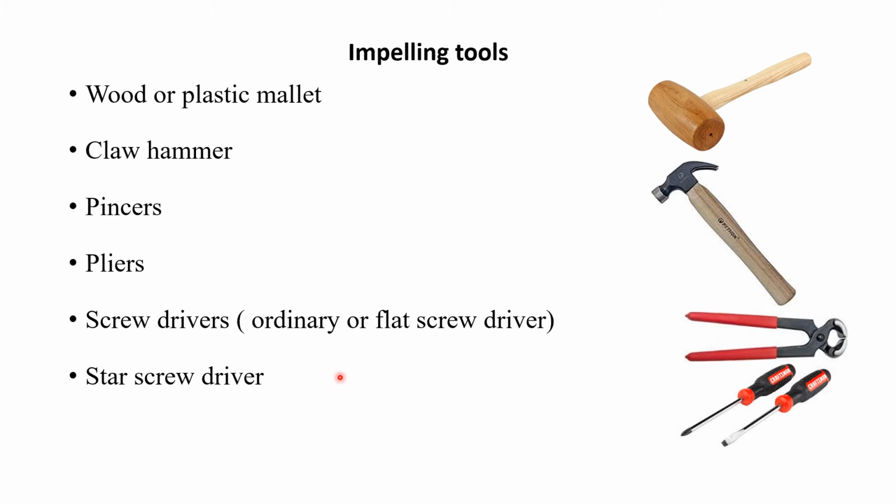We have screwdrivers. A screwdriver may be flat or ordinary, or it may be star or special. The flat screwdriver is called the ordinary screwdriver, and the star screwdriver is also called the special screwdriver. Here we have examples. This one is a star screwdriver. This is a flat screwdriver. You will select the screwdriver to use according to the head of the screws you have.